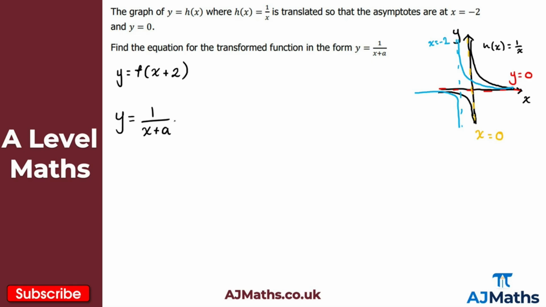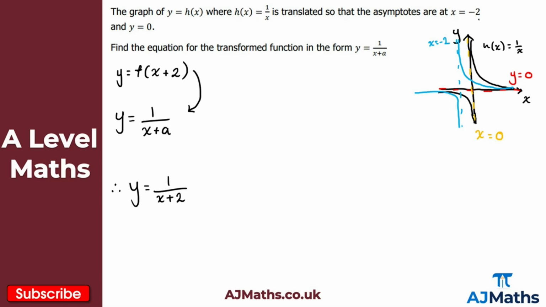So what do we do to the x coordinate to make everything shift 2 units to the left? Well, what we need to do here is add 2, just like we've done here. Essentially, we're just translating this now, or moving that into this form. So in that case, what we need here is y equals 1 over x plus 2 there. That would make everything shift 2 units to the left.